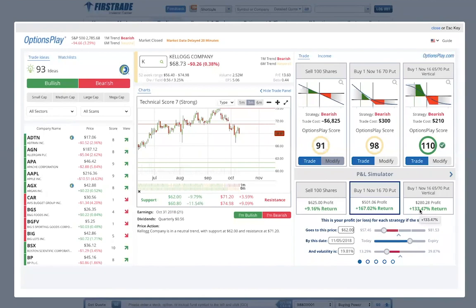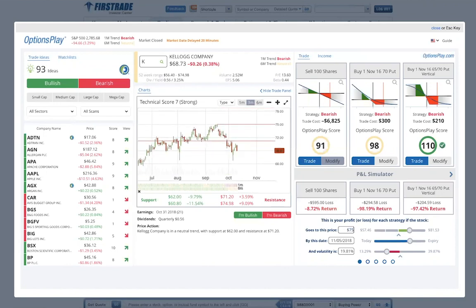A 133% return, I think I would still be pretty happy making that type of return on a trade, especially in just a few weeks. But this really allows me to understand what my potential rewards are depending on where I think the stock will go. And then more importantly, if the stock goes against me, what happens if Kellogg goes back to $75, that 52-week high, because it beats earnings?